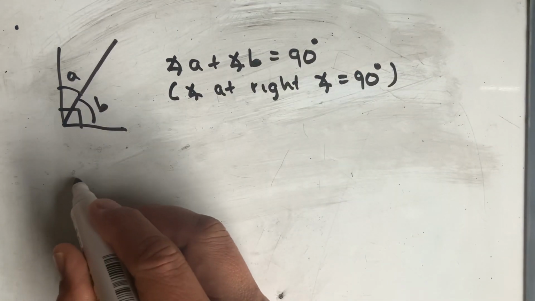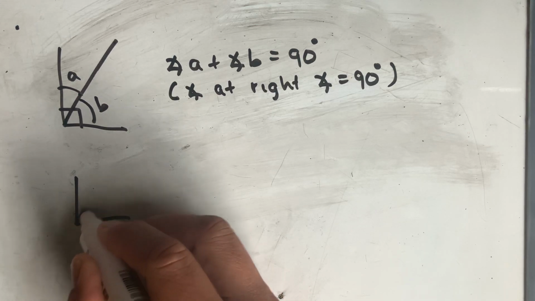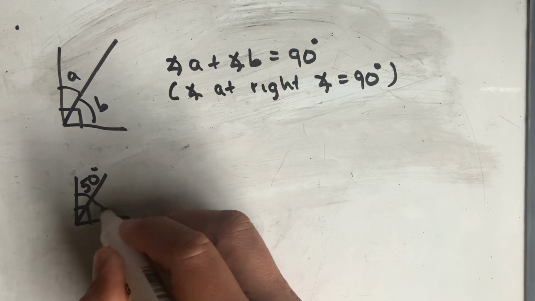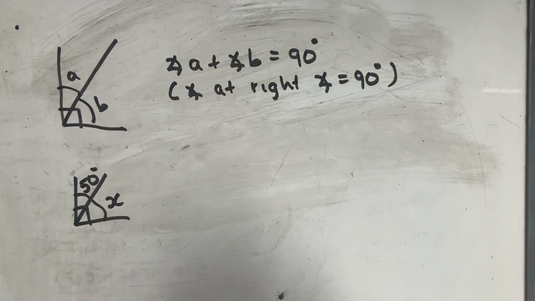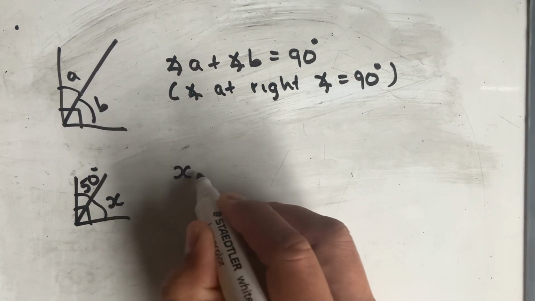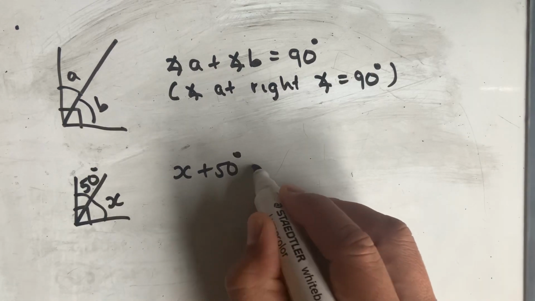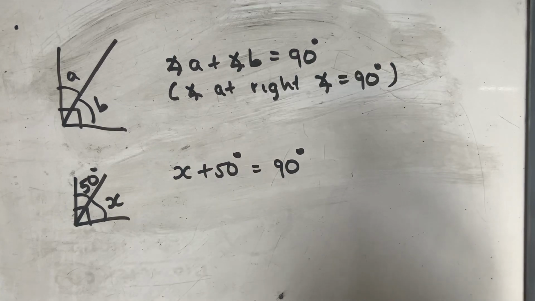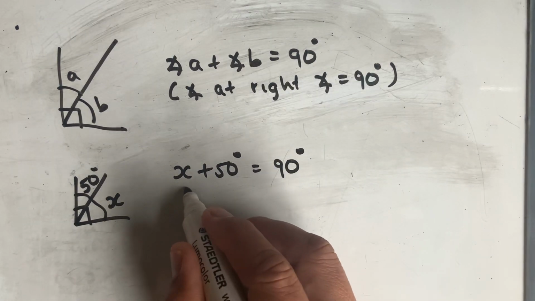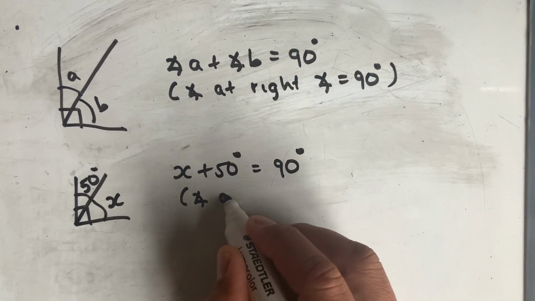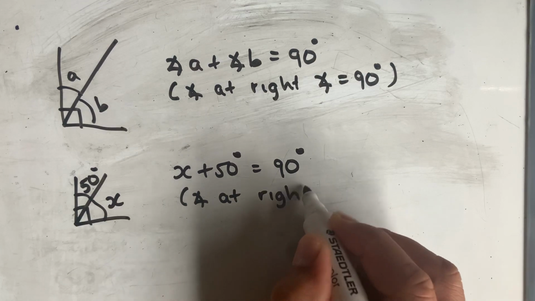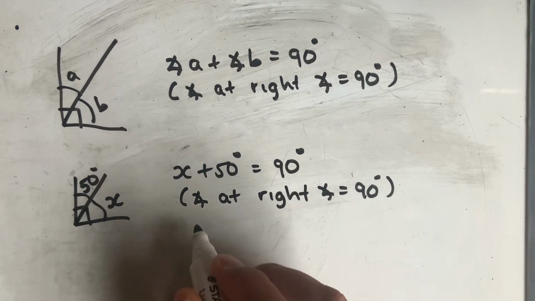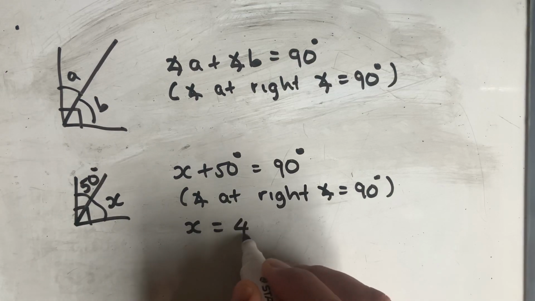So for example, if we have the right angle and this is 50 degrees and we are required to find angle X, the rule is that X plus 50 degrees must add up to 90 degrees. And again, because this is called geometric reasoning, we must give a reason. The reason is that angle at right angle equals 90. And then the calculation is that X has to be 40 degrees.